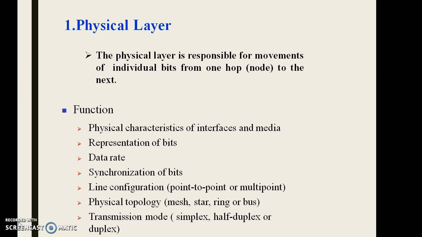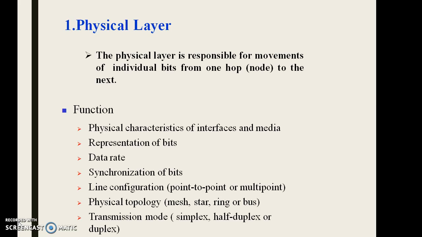Bit representation. The physical layer defines the type of encoding depending on the transmission medium. Before transmitting, the bits must be encoded into signals, maybe electrical or optical. Data rate: the physical layer defines the transmission rate, that is the number of bits sent each second. Bit synchronization: the sender and receiver must use the same bit rate and their bit level must be synchronized.